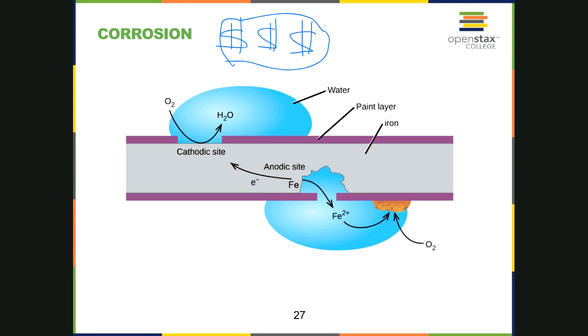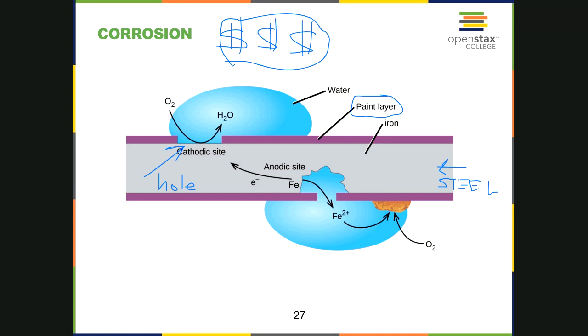Now, what we're seeing depicted here is a piece of iron, or more likely it's going to be steel. And we're trying to protect it from corrosion. So our first defense is a layer of paint on the outside. And that will work until there is a hole in the paint. And it does not have to be a large hole.